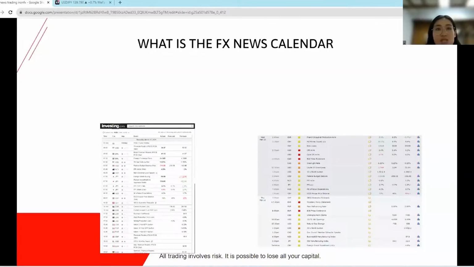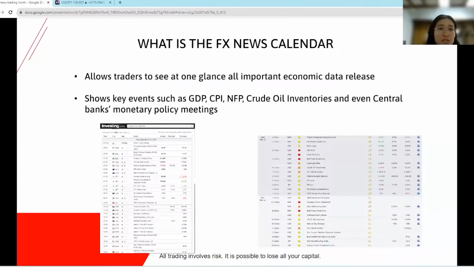So an example of this, of keeping up with the news, you can use the FX news calendar. So we have a couple of examples here, but some of these benefits include allowing you to see at one glance all important economic data releases. So this is really useful.